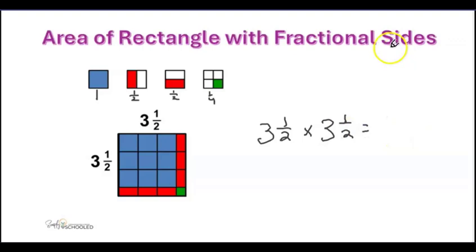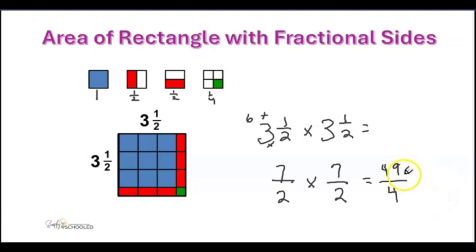As you learned in previous videos, in multiplying mixed numbers, we have to change them to improper fractions. To do that, we keep our denominator and multiply the denominator by the whole number. So 2 times 3 is 6, plus the numerator, 6 plus 1 is 7. I know it's the same for this one too because it's the exact same mixed number. Now I multiply. 7 times 7 is 49. 2 times 2 is 4. So its total is 49 over 4.